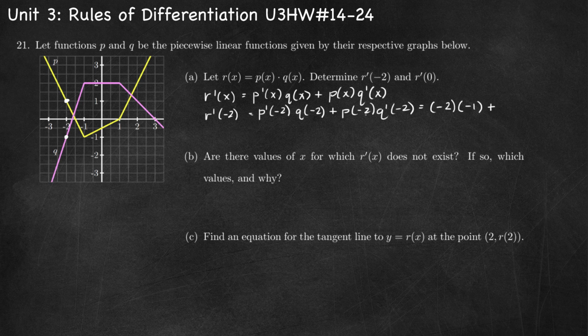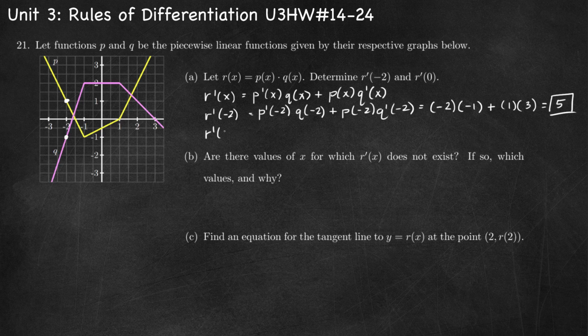Plus p of -2. So p of -2 at this point right here is 1 times q prime of -2. So right here, the slope is +2. No, +3. Up 3 over 1. Okay, so -2 times -1 is 2, plus 1 times 3, 3. 2 plus 3 is 5.